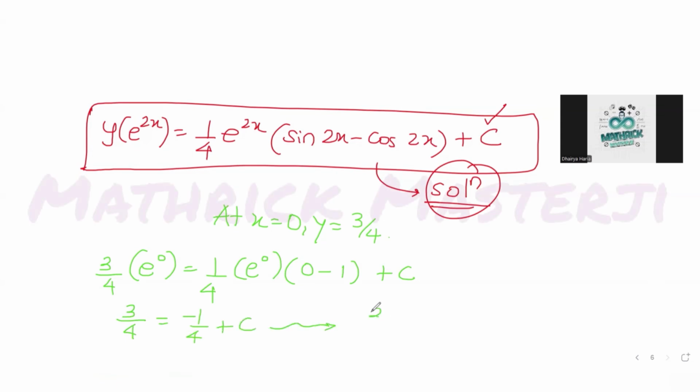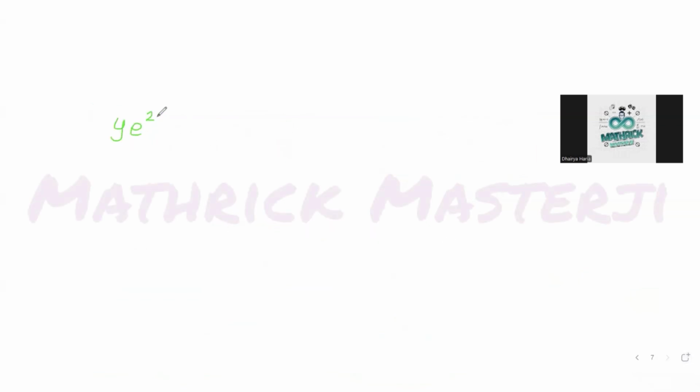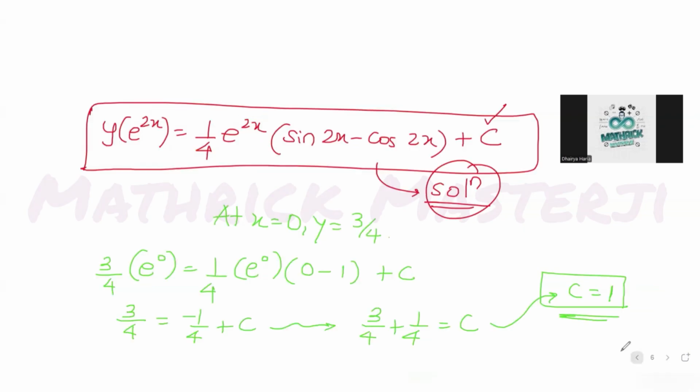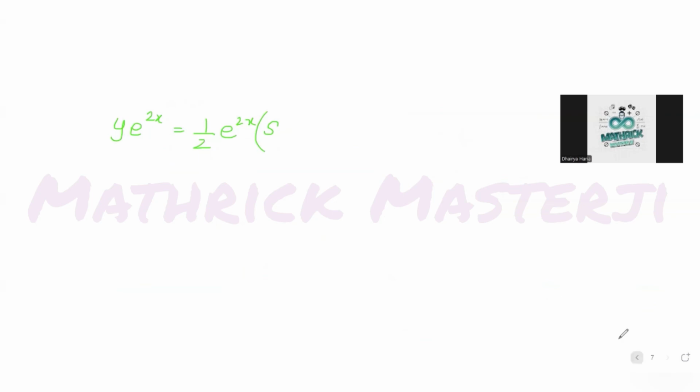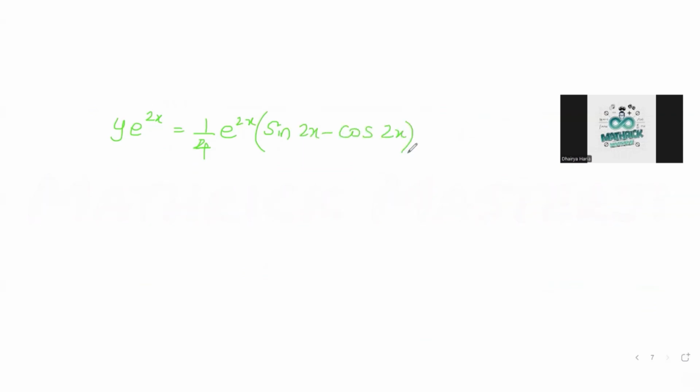So I get 3 over 4 minus 1 over 4 plus c. So if I solve for this further, I get 3 over 4 plus 1 over 4 equals c. And that basically makes c as 1 because 4 over 4 is 1. So I get the constant's value, and that changes my entire differential equation's solution. So y e raised to 2x is equals to half e raised to 2x sine 2x minus cos 2x plus 1. And it's not half, it's 1 over 4. So I'll be writing that. So 1 over 4 e raised to 2x sine 2x minus cos 2x plus c, which is just 1. So I get this solution of the differential equation.